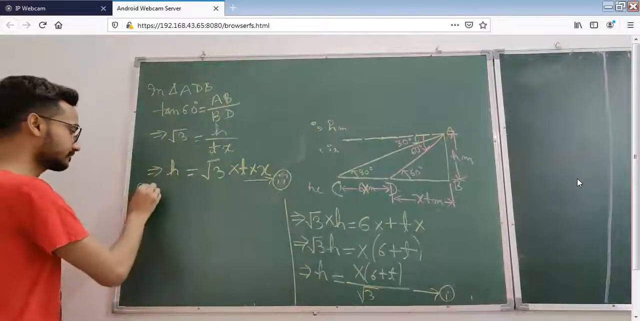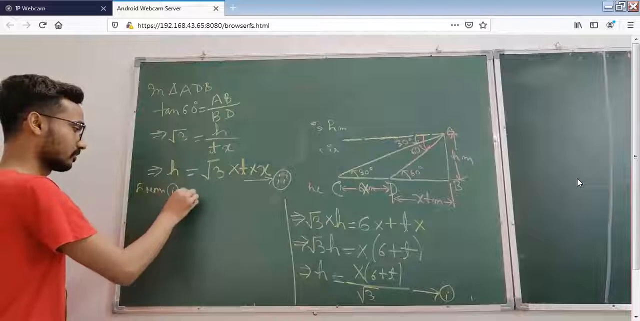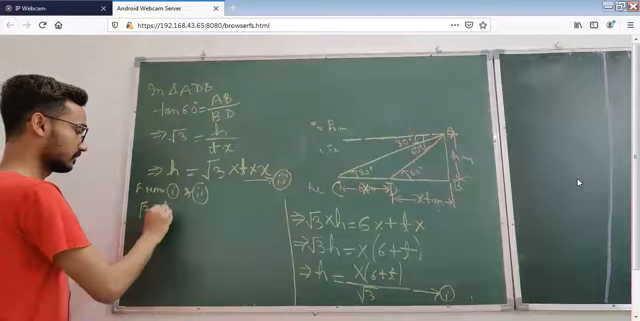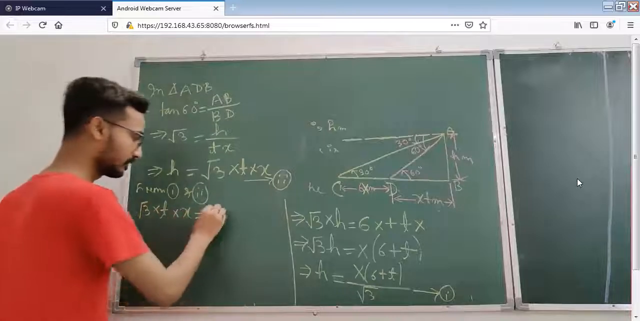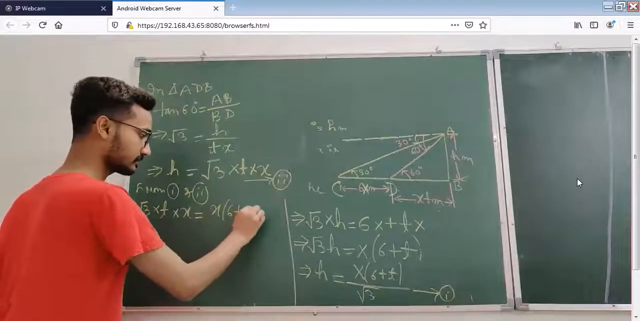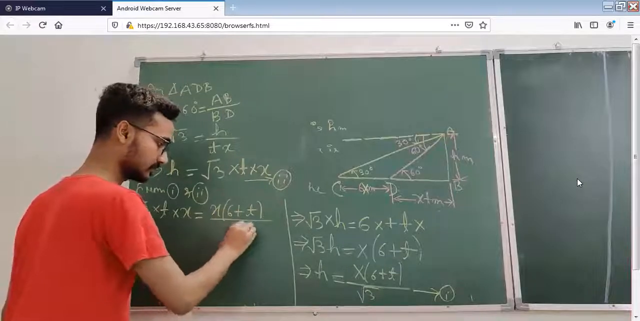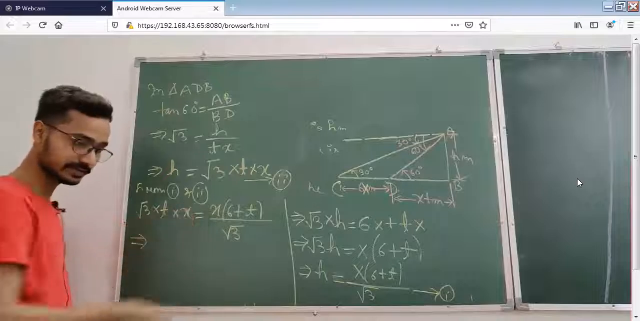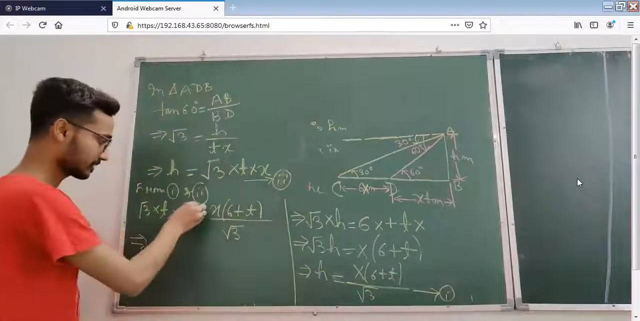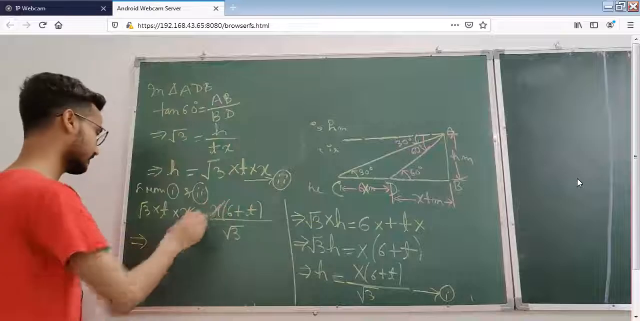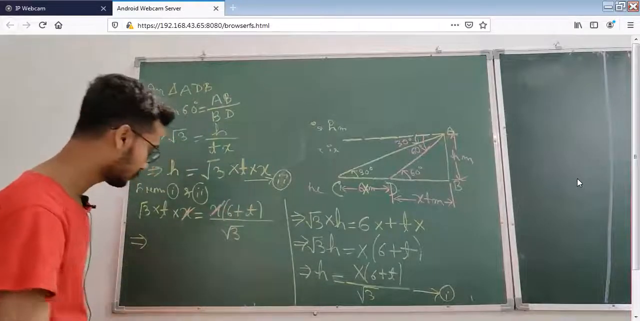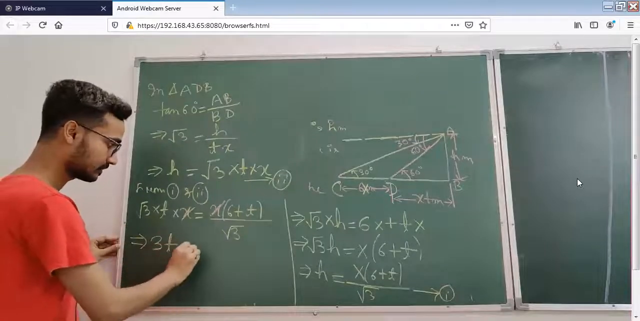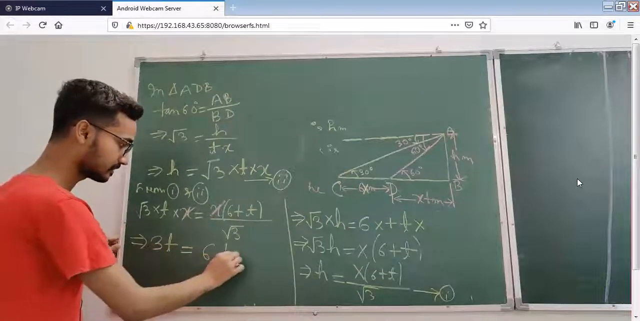So from 1 and 2, root 3 into t into x will be equal to x into (6 plus t) by root 3. Yes, is this clear? Now if you cross multiply it, root 3 into t, now see, x and x will get cancelled, because x is present in the left hand side also, in the right hand side also. Now root 3 into root 3 will be 3, so it will be 3t, equal to 6 plus t. Yes or no? 6 plus t.